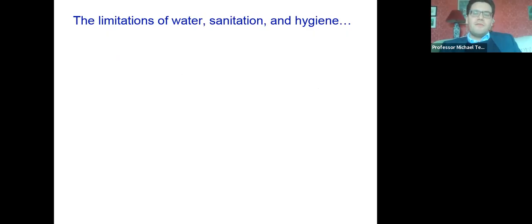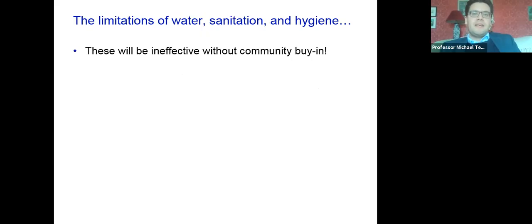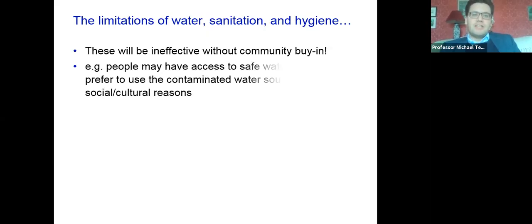And then the last part of the WISER project, the last objective, was going back to what I said about the limitations of water, sanitation and hygiene. Even if we had those things implemented, there could still be a problem with infection in a community. These engineering solutions will be ineffective unless you have community buy-in, so the community understands the risk and understands the role of water, sanitation and hygiene in preventing the infection. One thing we saw in some of the case study communities was that people might already have access to safe water, but still prefer to use the contaminated water source for social or cultural reasons.